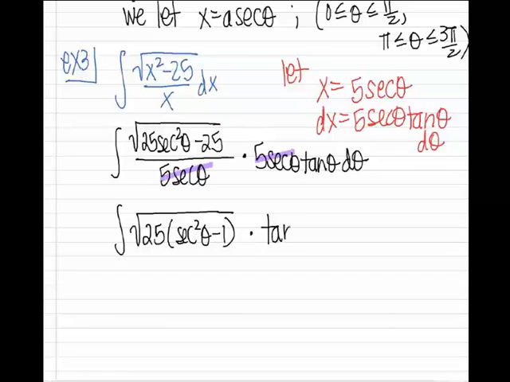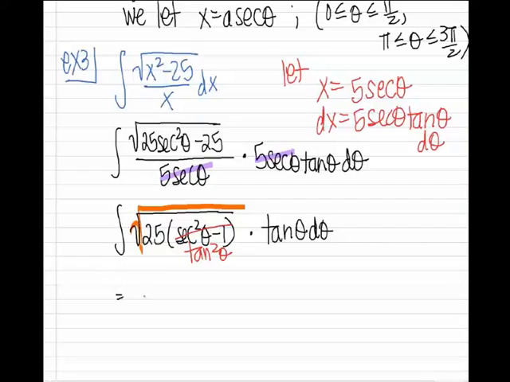Times our extra tangent theta d theta. Now what is secant squared theta minus 1? That's going to equal tangent squared theta. So we have a tangent squared theta. Make sure you still remember that this is underneath the square root symbol. So when we take it out from under there, we have 5 tangent theta times another tangent theta. We now have 5 tangent squared theta. Not a cubed, but a squared.